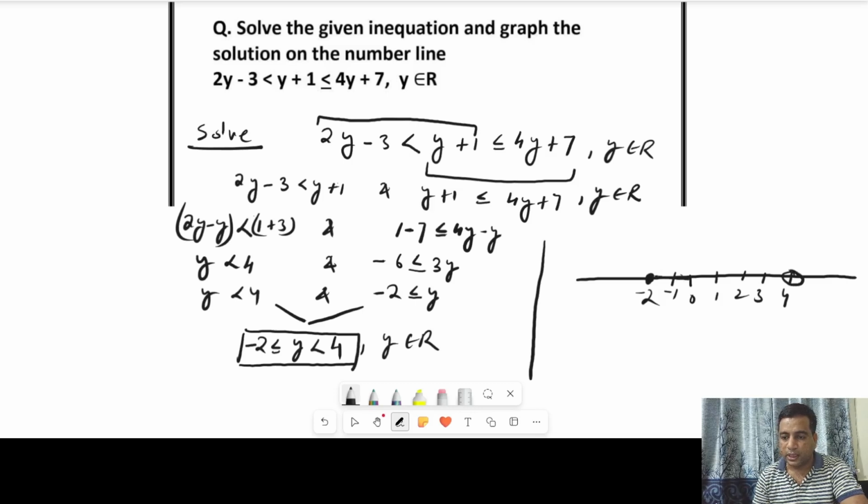So all the real numbers lie between minus 2 and 4, greater than or equal to minus 2. So including minus 2 and excluding 4, all the real numbers lie in this region. So it's your graph. Now we are coming to the next question.